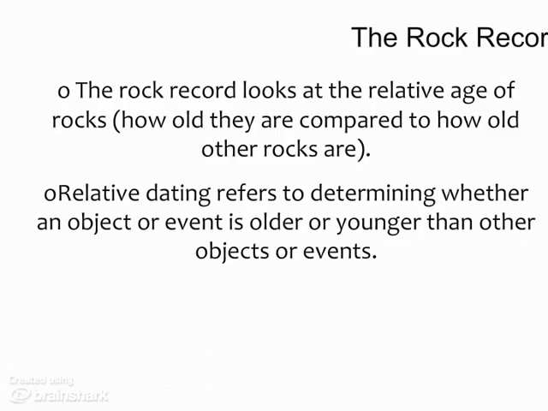The rock record looks at the relative age of rocks. To figure out how old a rock is, you can't pick it up and talk to it, and it doesn't have a sign on it saying how old it is. So scientists use relative dating, where they look in the rock record at the layer of the rocks there to determine whether the things in that layer are younger or older than other layers.